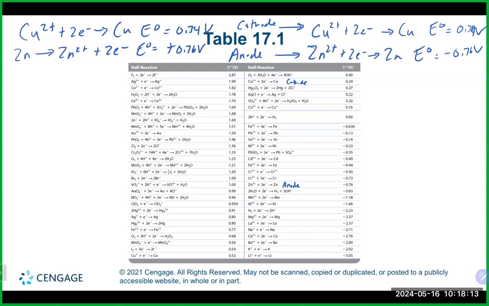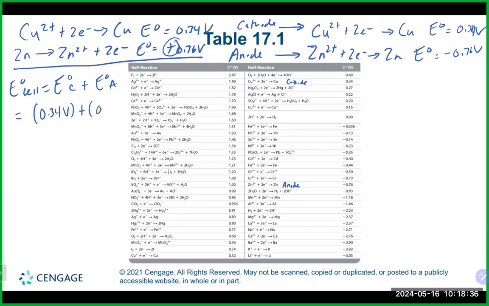So if you flip the sign on your anode, when you go calculate E of the cell, in this case, you would take E of the cathode plus E of the anode, because you already flipped the sign yourself. And that would give you, in this case, our 0.34 volts plus 0.76 volts. And that's going to get us here, 0.34 plus 0.76, 1.1 volts, right?